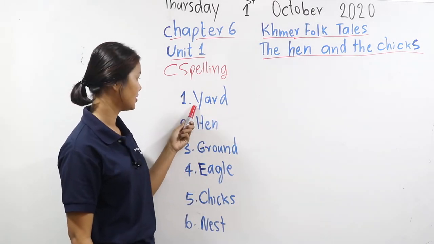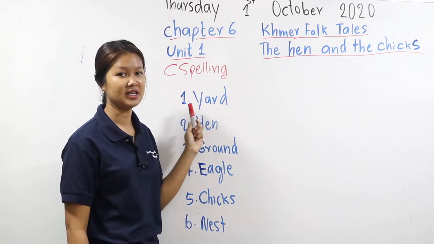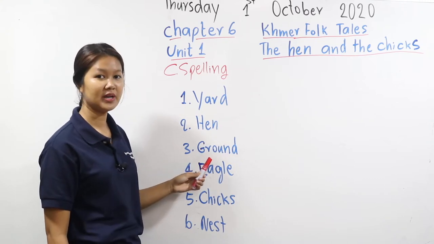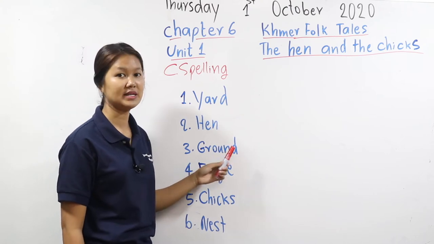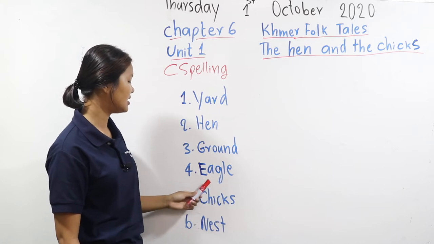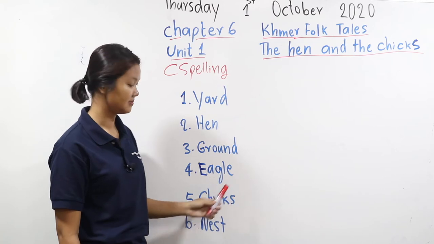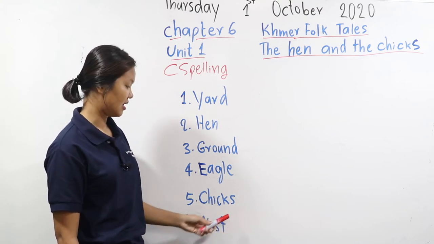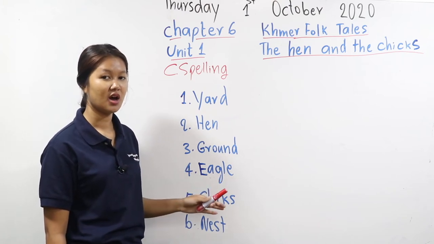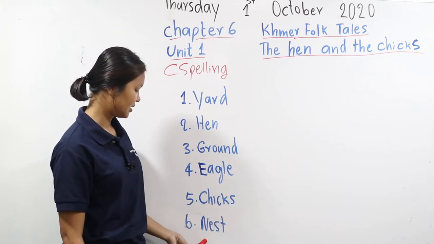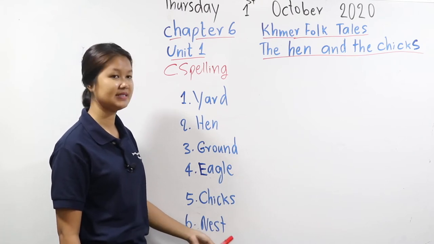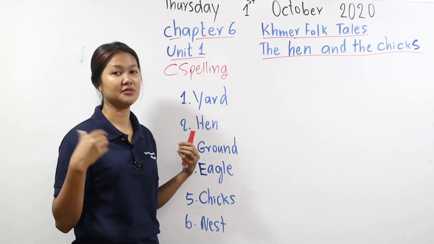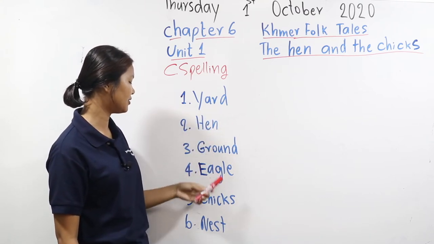Yard, spell Y-A-R-D, yard. Hen, spell H-E-N, hen. Ground, spell G-R-O-U-N-D, ground. Eagle, spell E-A-G-L-E, eagle. Chick, spell C-H-I-C-K-S, chicks. If only one chick, you can say chick. But if more chick, you say chicks, okay? Nest spell N-E-S-T, nest.